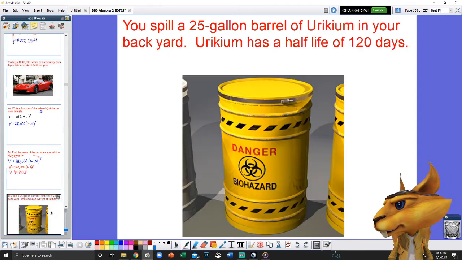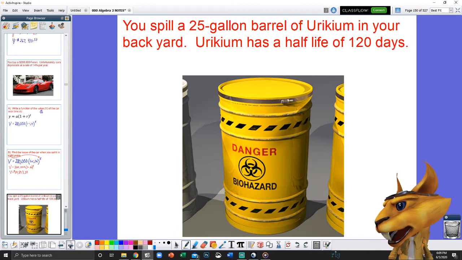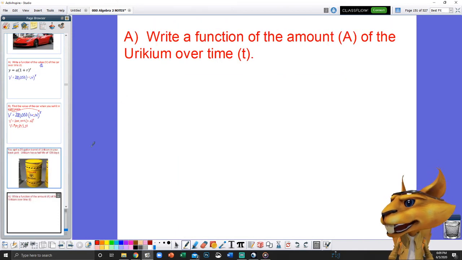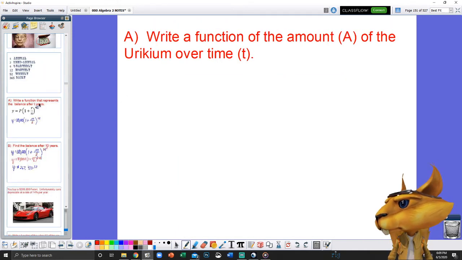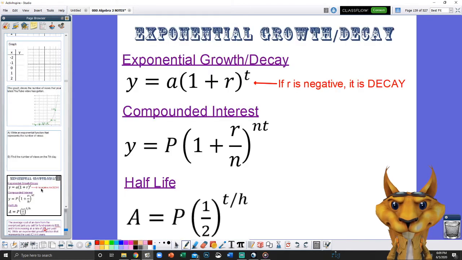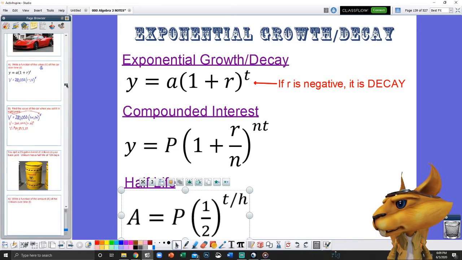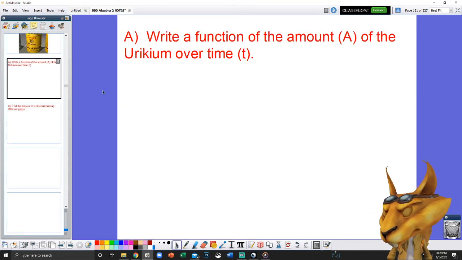All right, next. You spill a 25-gallon barrel of Eureka in your backyard. That's not a good thing. Eureka has a half-life of 120 days. We're going to write the function for Eureka over time. Now let's go back to our equations, way back up here. All right, we saw some magic words. We saw the words half-life. So that means I'm going to copy that half-life formula and go back down to my Eureka.